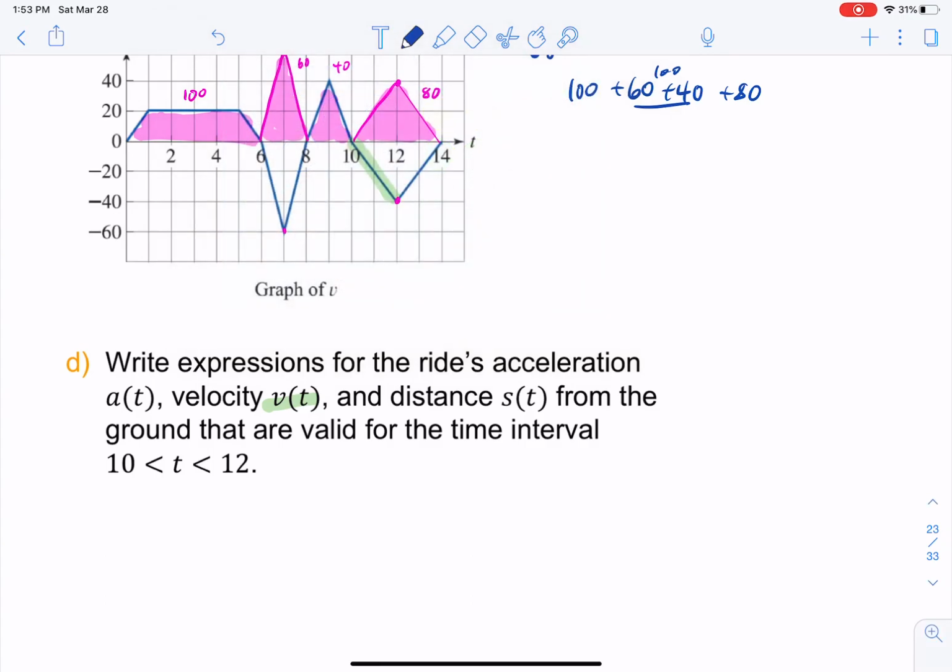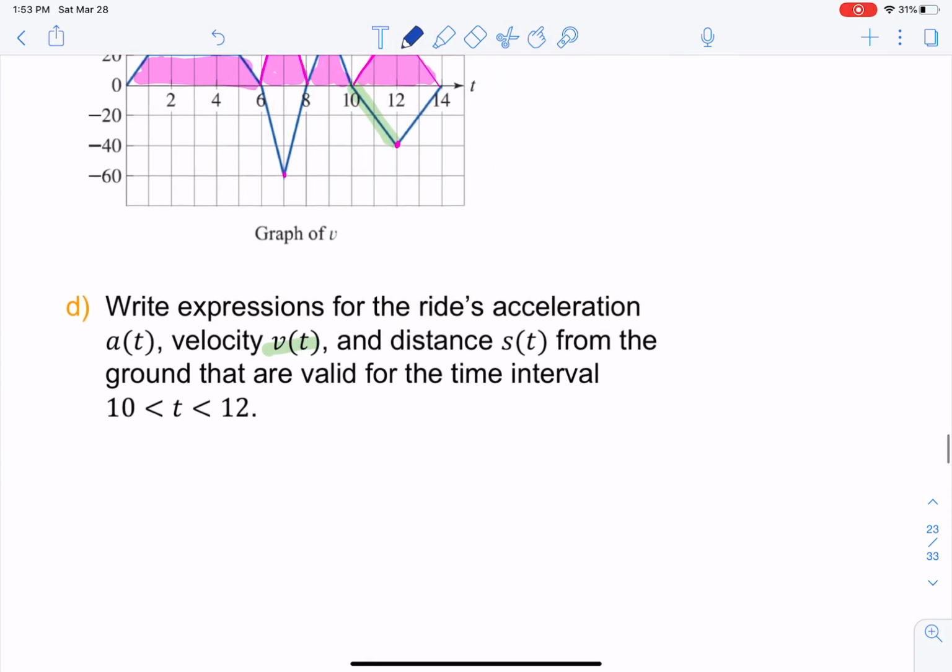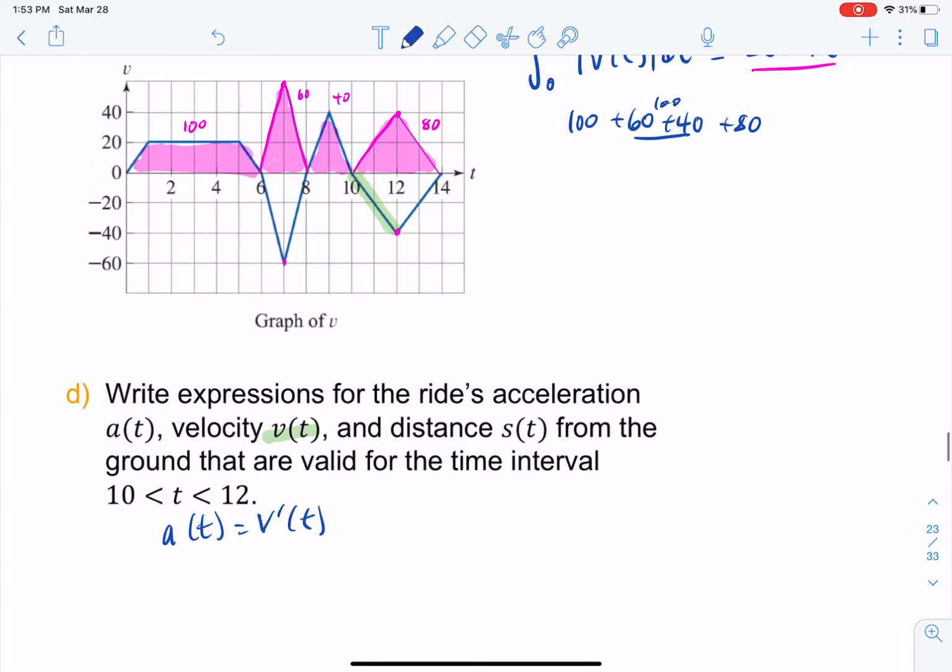So that's actually what I'm going to start with. The acceleration function is equal to the derivative of the velocity function, and since it's a line, it is just the slope of that line. So this is an algebra 1 kind of problem.